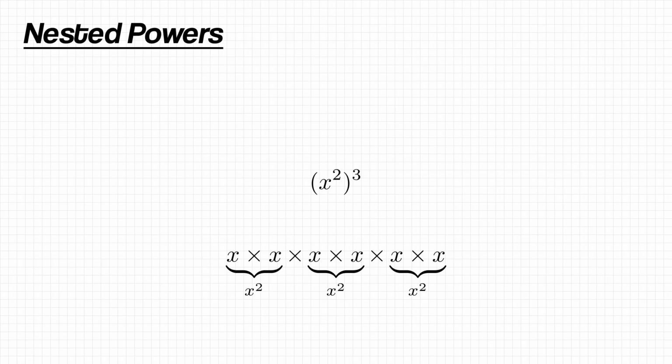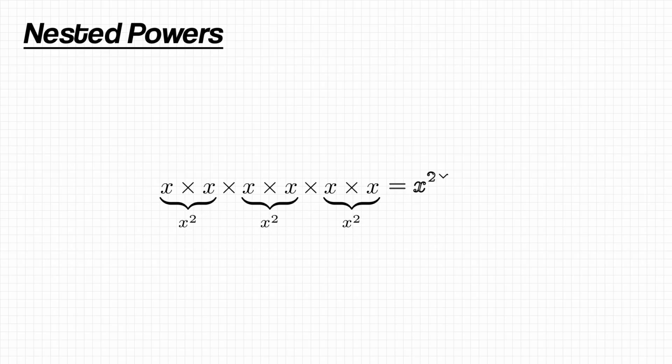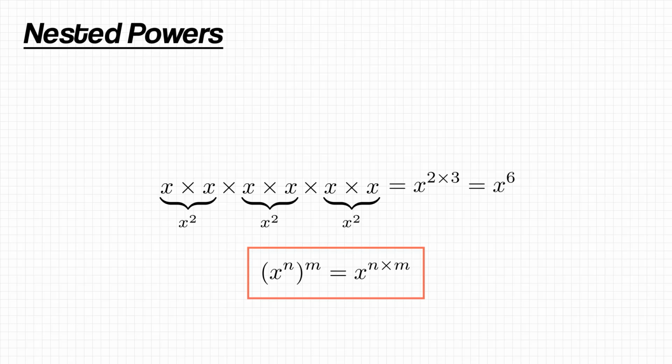Next, let's look at how to handle indices with nested powers. Consider the example x squared to the power of 3. We can again rewrite this using the definition for indices as 3 lots of x squared all multiplied together. If we count up all the x's, we see there are 3 lots of 2, meaning the answer is x to the 6. We can now understand that the general result for x to the n all to the power of m would be x to the n times m.